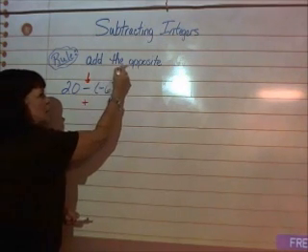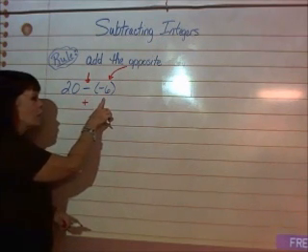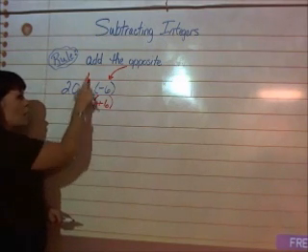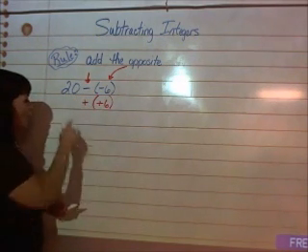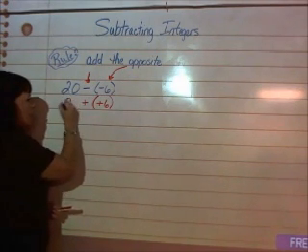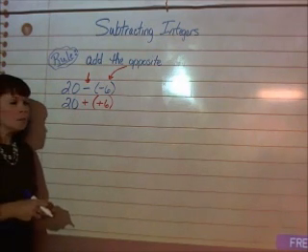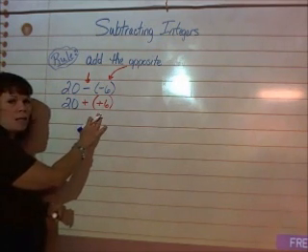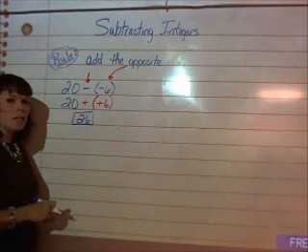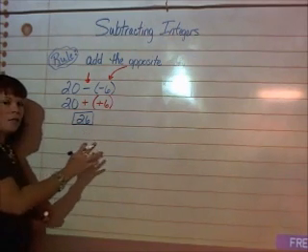The opposite would be this one. What is the opposite of a negative 6? Well, it's a positive 6. So that comes in where add the opposite. And your first number is actually going to stay the same. Now you have an addition problem. So 20 plus positive 6 is going to give you 26.